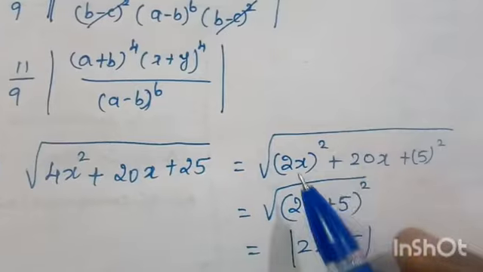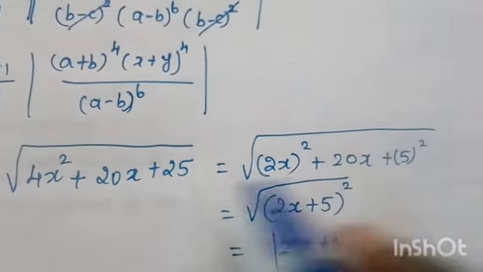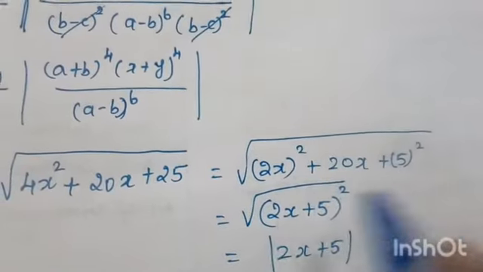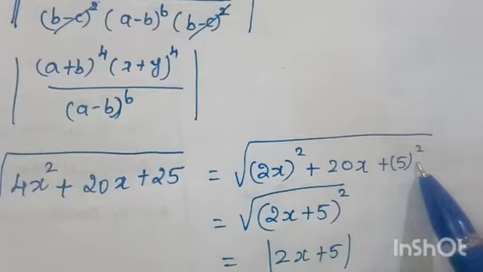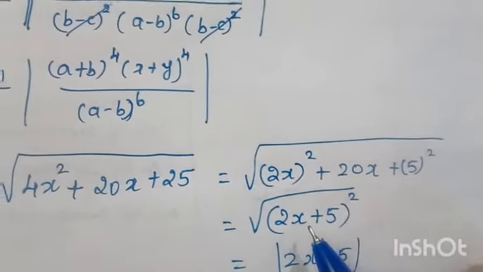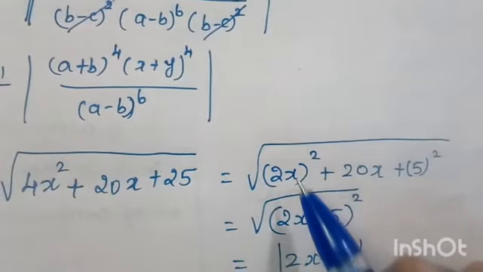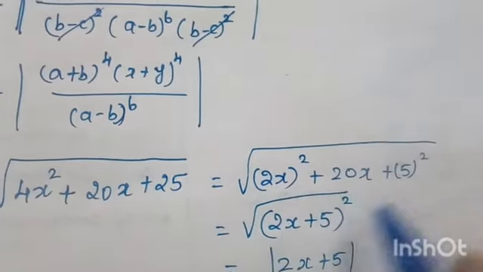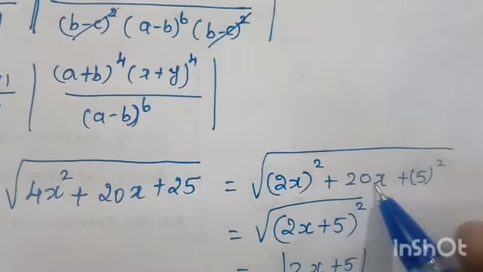Here it is written as (2x) whole squared, and this is 5 squared. In the middle we have a plus symbol. So using the first term, last term and this symbol, we find the identity (2x plus 5) whole squared. Now you have to check a squared plus b squared plus 2ab: 2 into 2x into 5 is 20x.